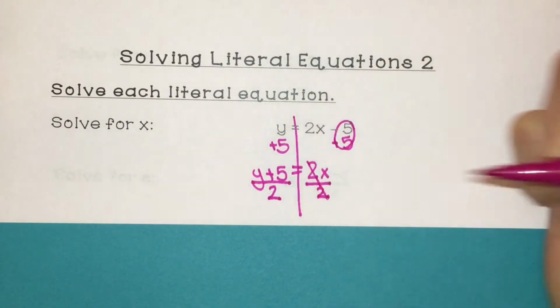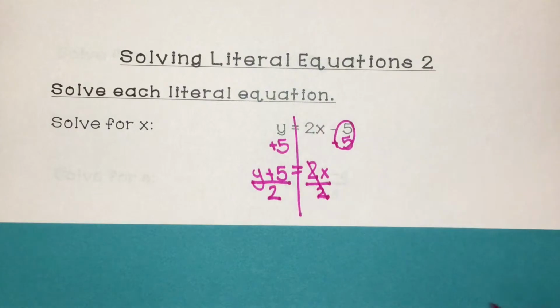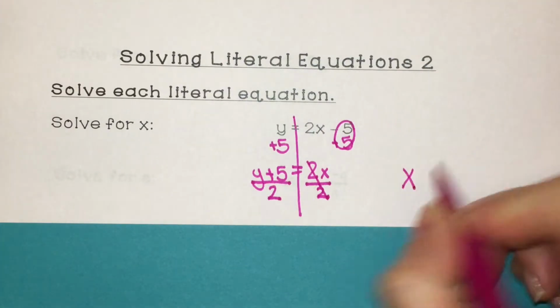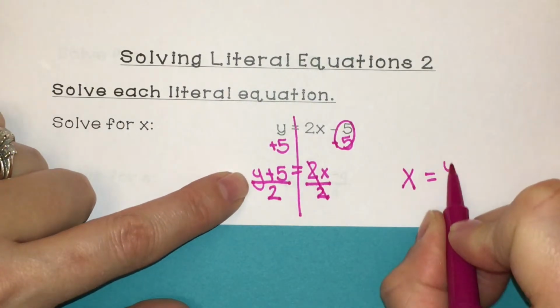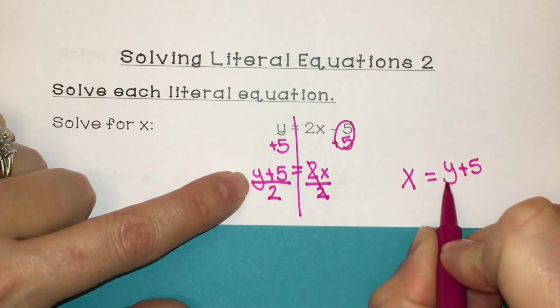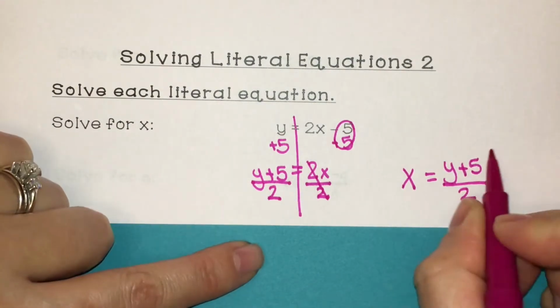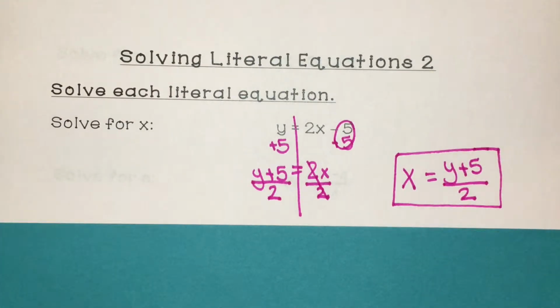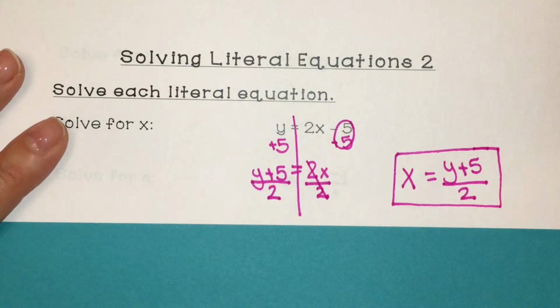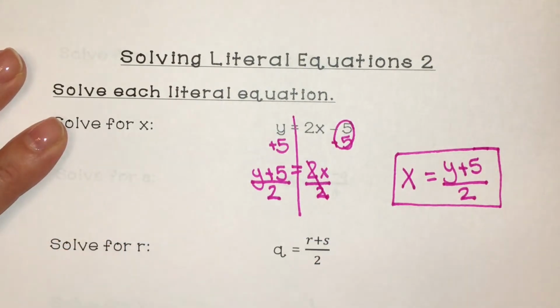2 divided by 2 is 1. So we're left with, I'm going to write it over here. I'm just going to reverse the order. So x equals, on this side we have y plus 5 over 2. And that is our final answer. Okay, so that one wasn't too bad.